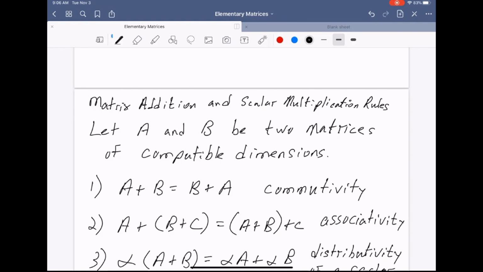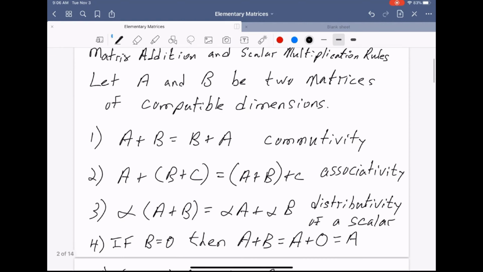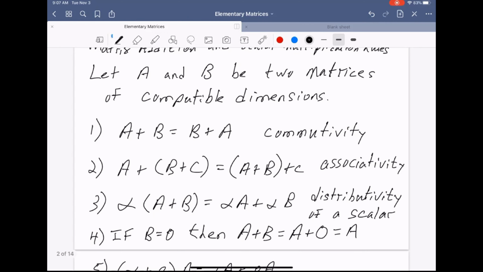So assume we have two matrices A and B. They're square, or at least they're compatible in some other way. They have the same number of rows and the same number of columns. The first property is commutativity, which says that if you have matrix A and you add to it B, that's the same as if you start with B and then add A.